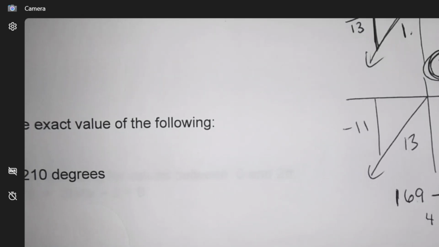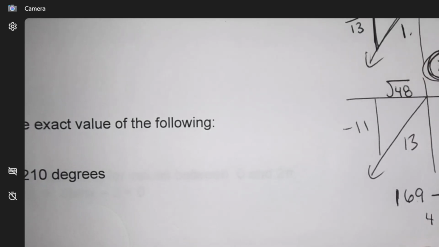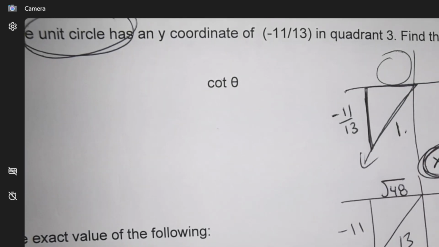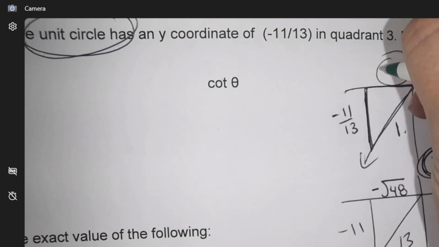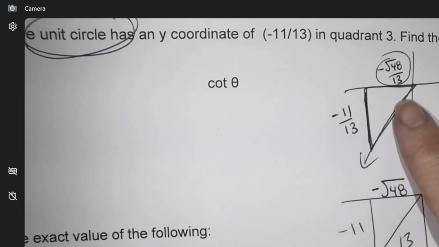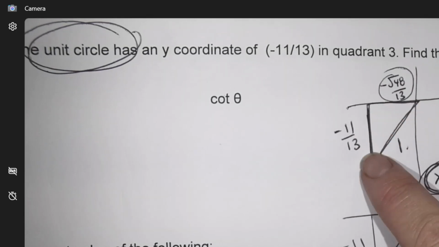Is that square rootable? No. So root 48. Positive or negative location? Negative x. Okay, I'm also just going to place this on the original in case I ever need it. This would be the original coordinate.